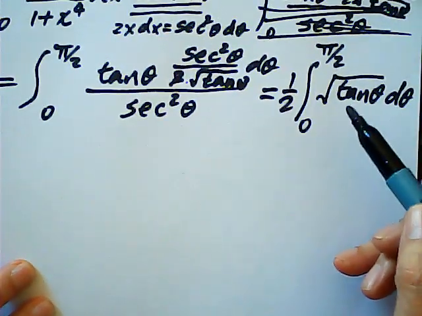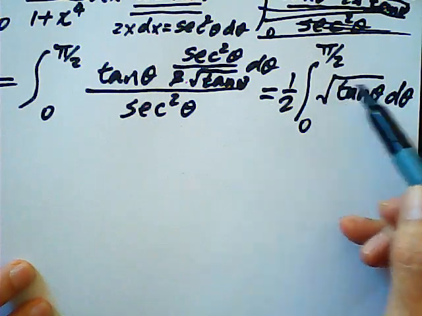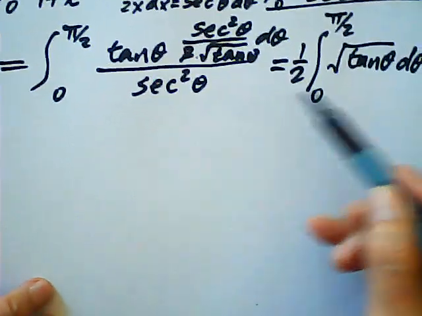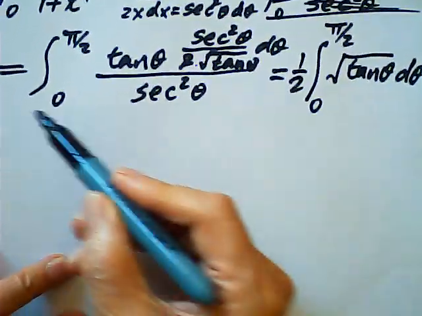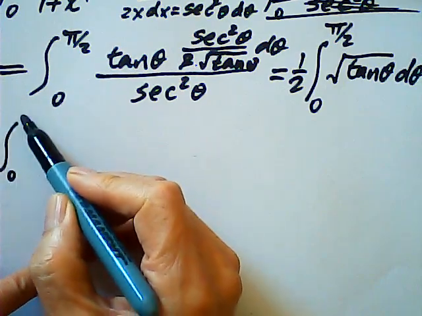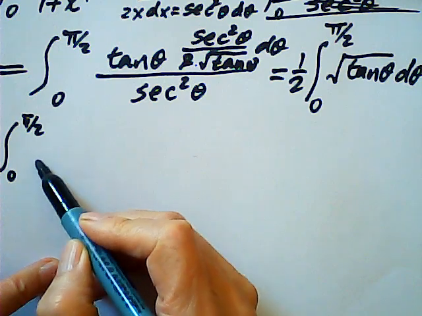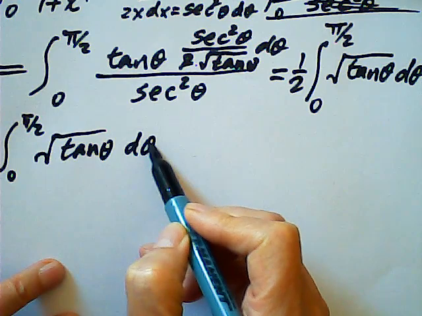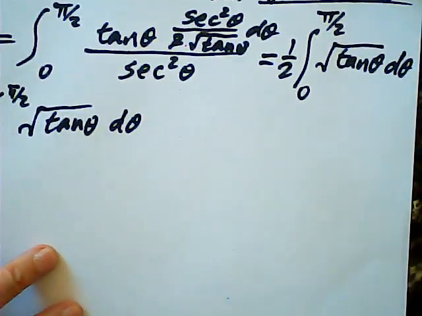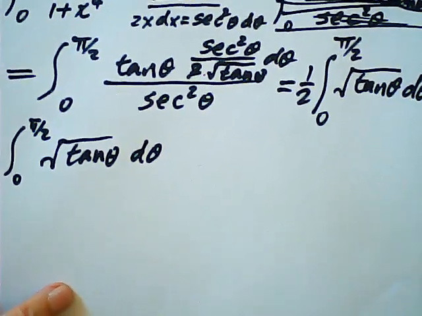I do have some other videos discussing square root tangent, but let me do this again. This is the integral from 0 to half pi of square root tangent theta d theta. Let me consider this one separately.